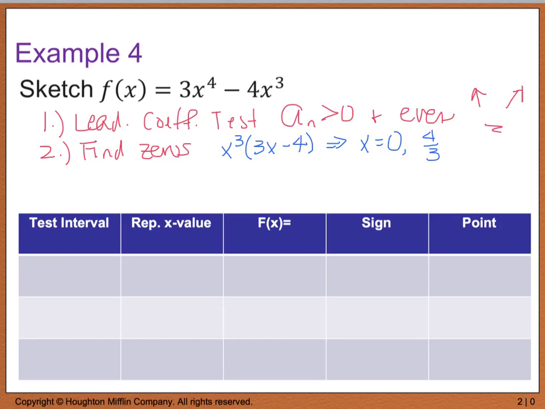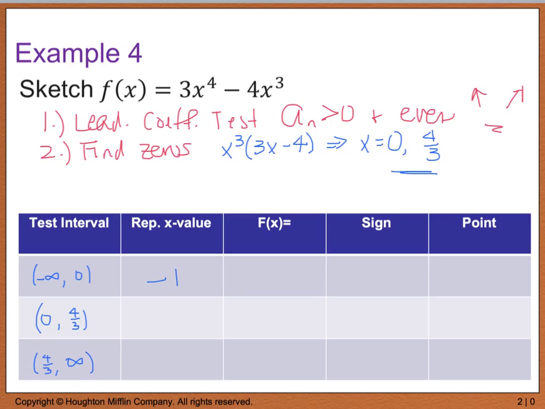My test intervals are going to be, because I do have these in order already, everything from negative infinity to 0. Then I have to look at the interval from 0 to 4/3. And then I'm going to look at the interval from 4/3 to positive infinity. Now the next thing I have to do is create a representative value. You can just pick anything, it doesn't matter. Personally, I like to pick stuff that works out kind of nice. So for my representative value between negative infinity and 0, I'm just going to pick a -1.